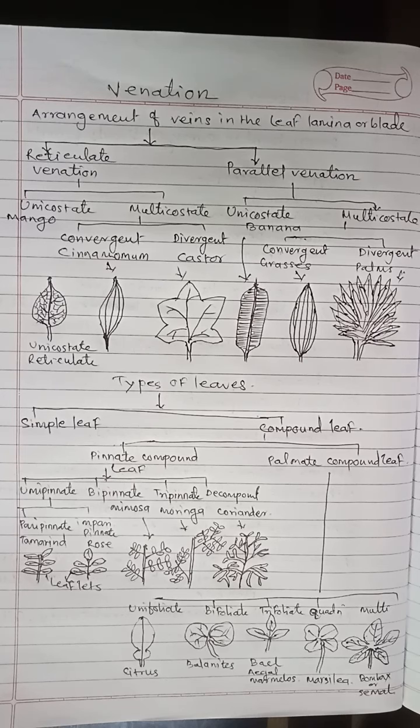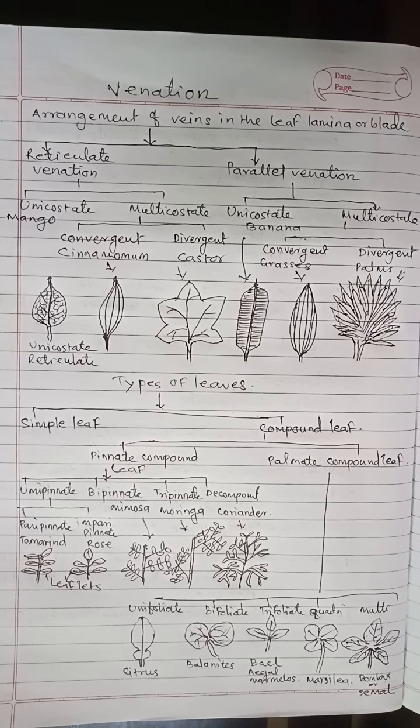Second one, multicostate venation. Multicostate venation has more than one midrib arising from the tip of the petiole and proceeding upwards or outwards. The multicostate venation may be convergent type or divergent type. In convergent type, many midribs arise from the tip of the petiole, run in a curved manner and converge or meet towards the apex of the leaf blade. Such type of convergent multicostate venation is found in cinnamon, that is tejpatta.